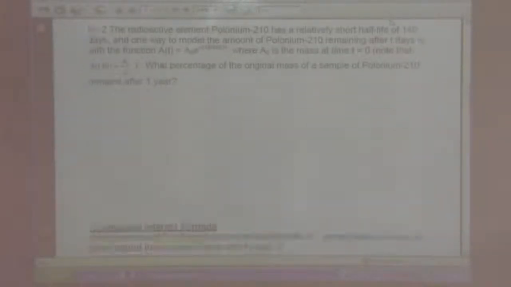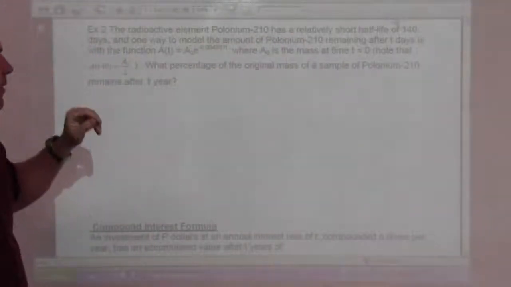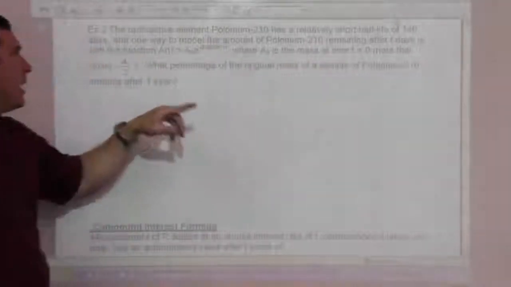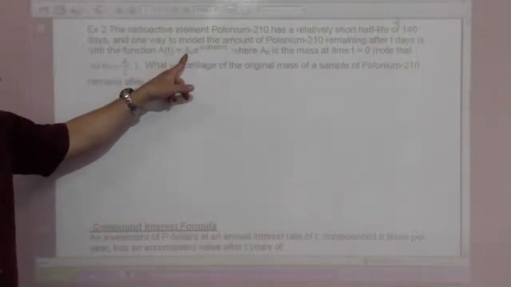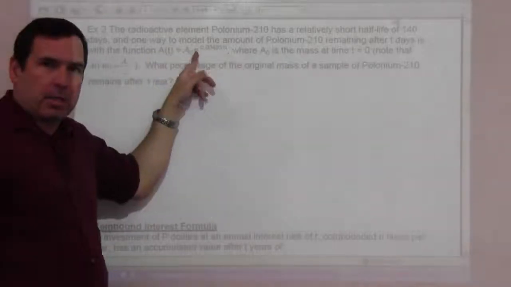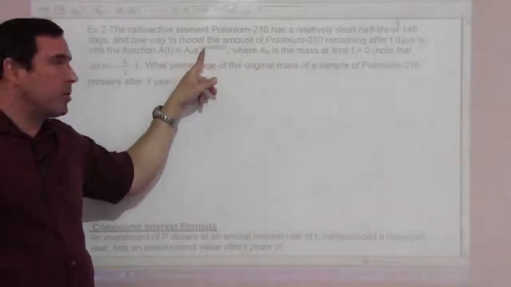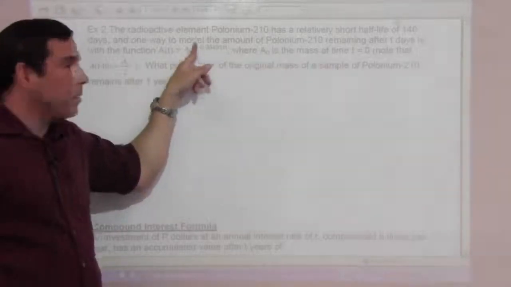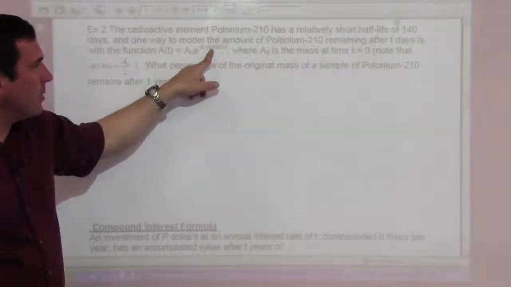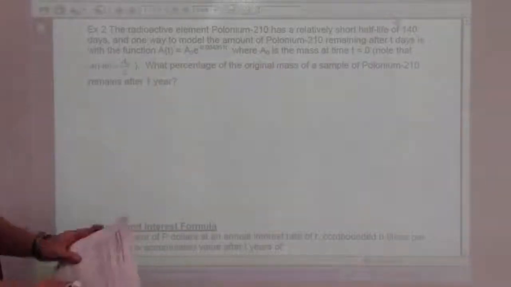However, in this first example, the radioactive element polonium-210 has a relatively short half-life of 140 days. One way to model the amount of polonium-210 remaining after t days is with the function A of t equals A sub 0, the initial amount, times e, a positive number, 2.7 and so on, to the negative 0.004951 t. It has a negative power, so the base e is bigger than 1 and the negative power indicates decay. A sub 0 is the mass at time t equals 0.